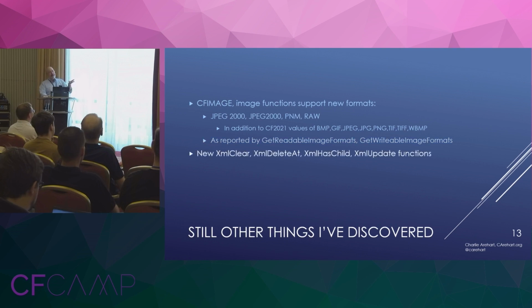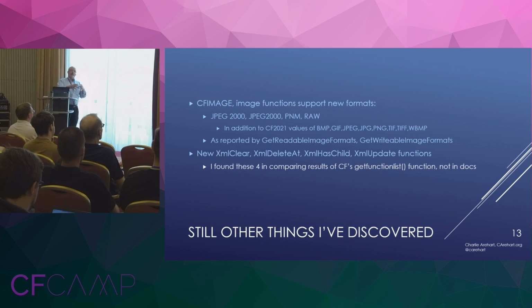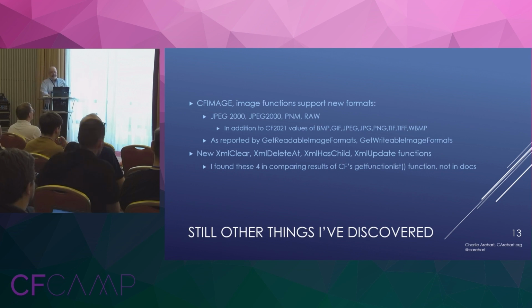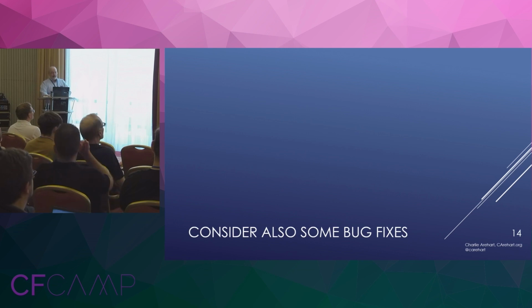I also found some new functions in CFML 2023: XML clear, delete at, has child, and update functions. And I found these by comparing the ColdFusion get function list. Some people don't know that there is such a thing, get function list. You've used that once or twice, haven't you, Ben? So yeah, it's a great way to see what's possible. And you might be shocked, because you can look through the docs, but sometimes you're just looking to see what's different. Well, I just compared the results of these between 2021 and 2023 and found these. Among others, there were others that are documented. These I've not found documented anywhere.